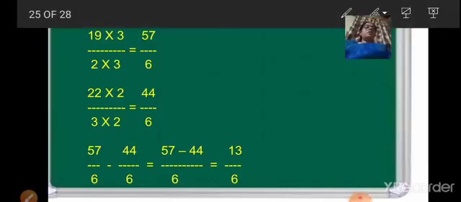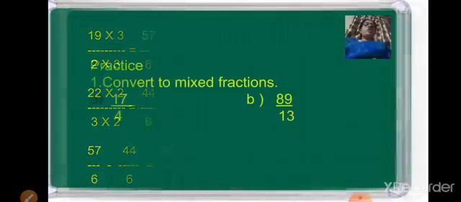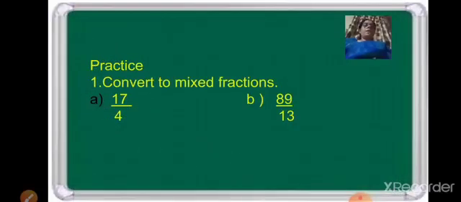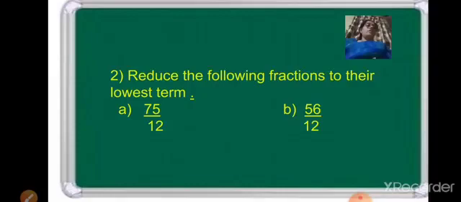So based on this, you have to practice some sums, children, which you have to do in your homework part. So practice convert to mixed fractions. Here improper fractions are given. You have to convert these improper fractions to mixed fractions. Okay, and the second one is you have to reduce the following fractions to the lowest term. Okay, so these 4 sums you have to practice and do in your homework part.